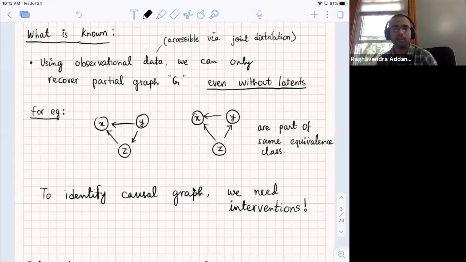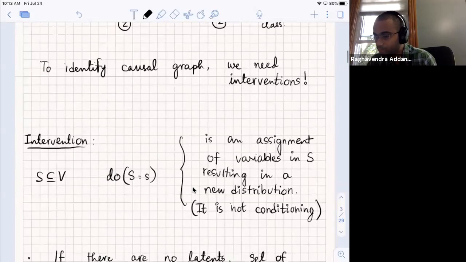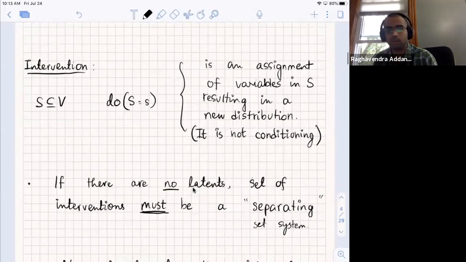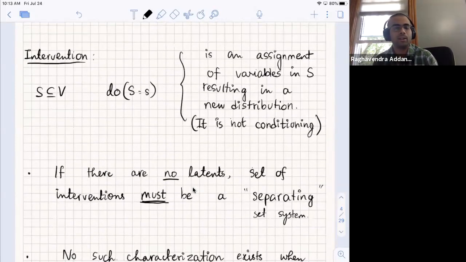So even if we are given a graph, even if we are given the set of variables, when we do not perform any experiments, we need to perform experiments, or interventions, to recover the exact graph. Otherwise, we can only recover partial edges. So now we define the notion of an intervention.